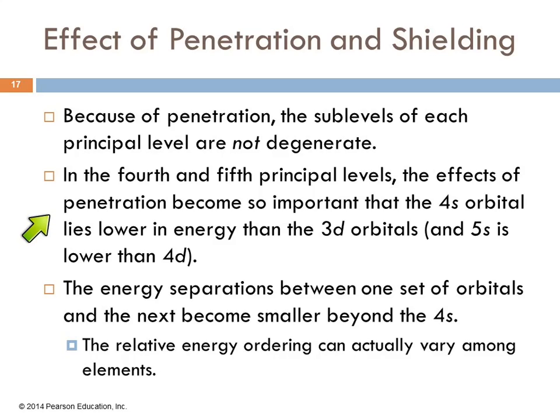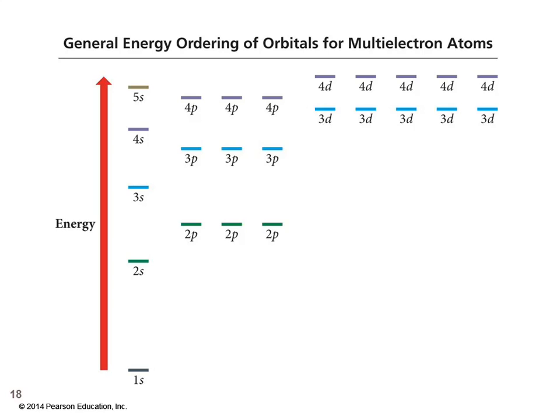And so the 4s orbital lies lower in energy than the 3d orbitals, and 5s is lower than 4d. And the energy separation between one set of orbitals and the next becomes smaller and smaller. The relative energy ordering can actually vary among the elements. So we're going to tell you that that's possible, and we're going to try not to go there. So, all of that being said, let's look at this.